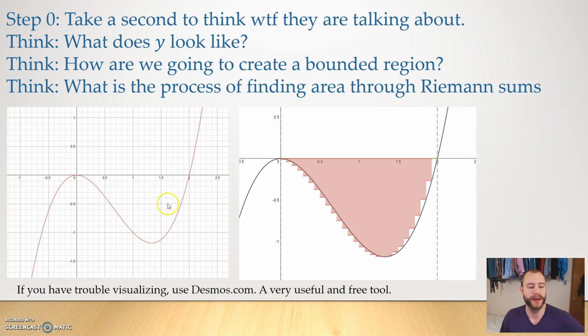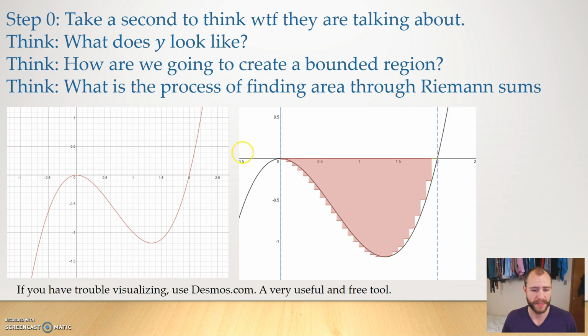How are we going to create a bounded region? Well, look, it actually makes a bounded region. This area in here, here's the picture of the Riemann sum estimate of that. That area is bounded by the graph of y and the x-axis. In fact, it's the only area that's bounded by that graph and the x-axis. So that's why they did not have to specify, because there is only one region that's bounded by the given information.